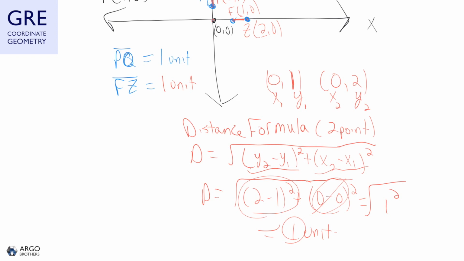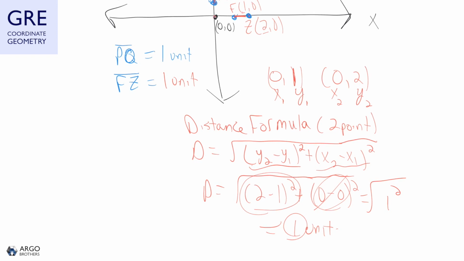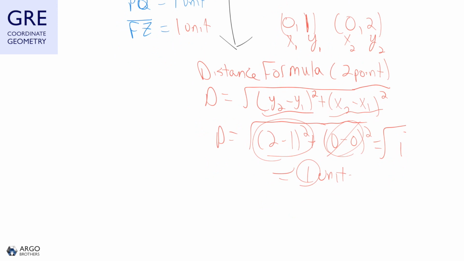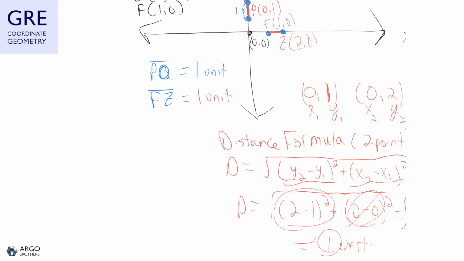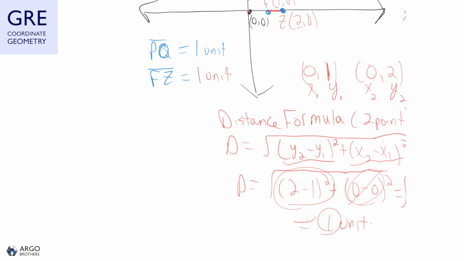Now, let's see if we get the same thing for FZ. The F point is, let's see what the F point was. The F point is 1, 0, and the Z point is 2, 0. So let's do that here. We have 1, 0 and 2, 0.